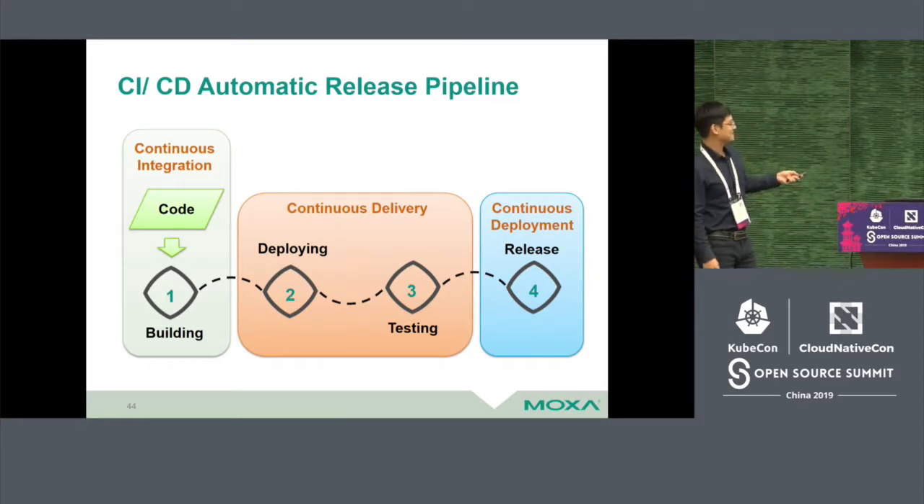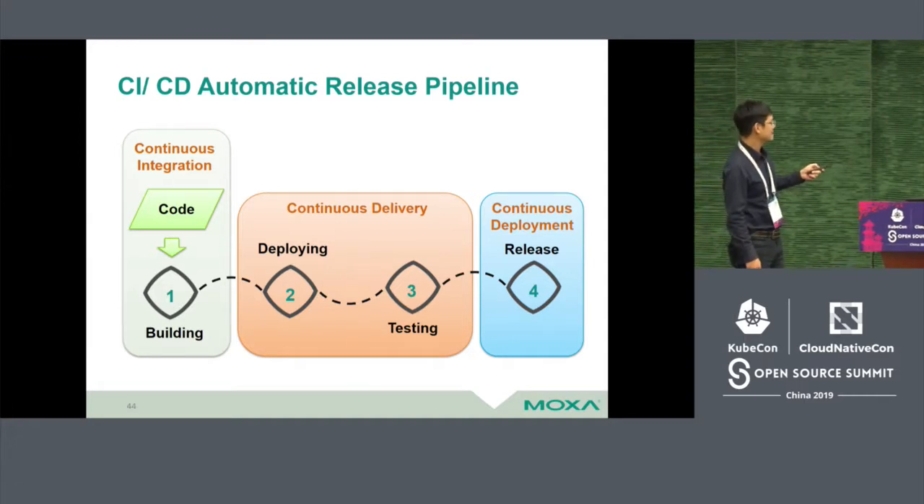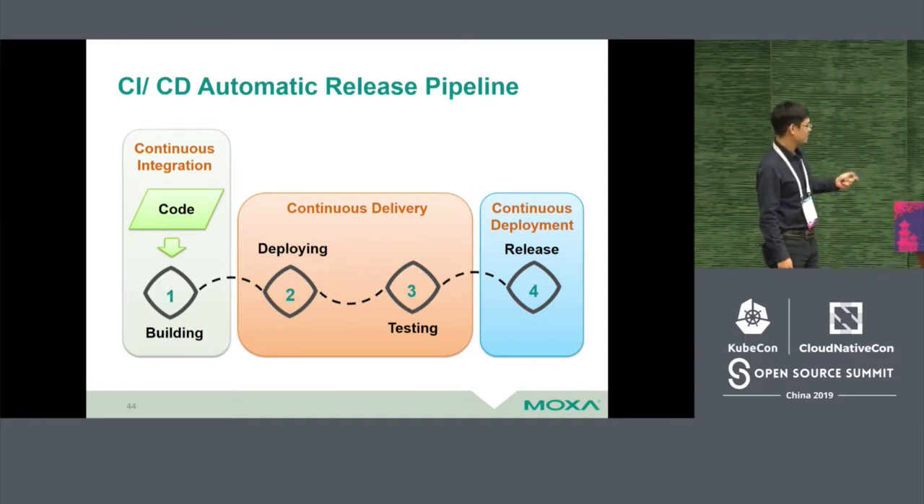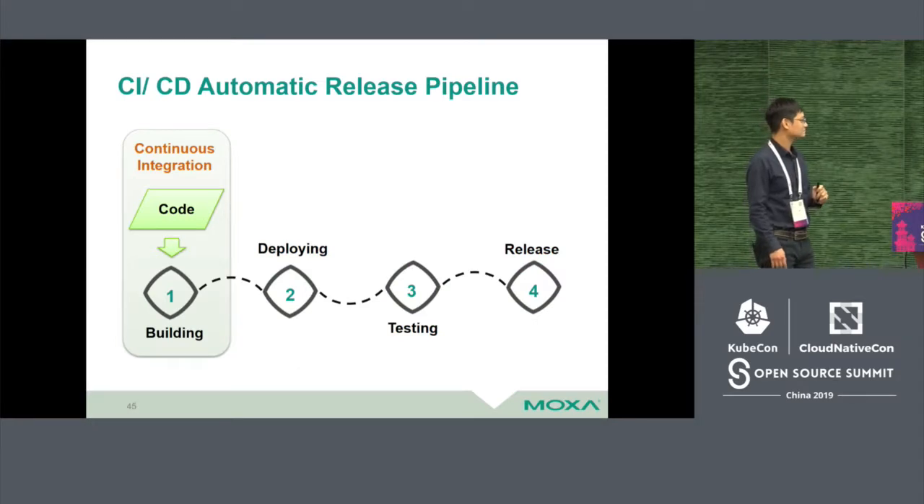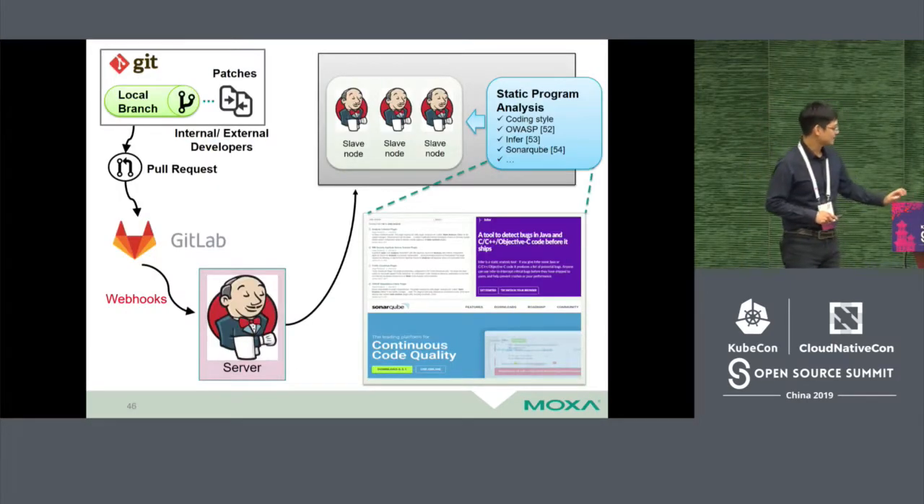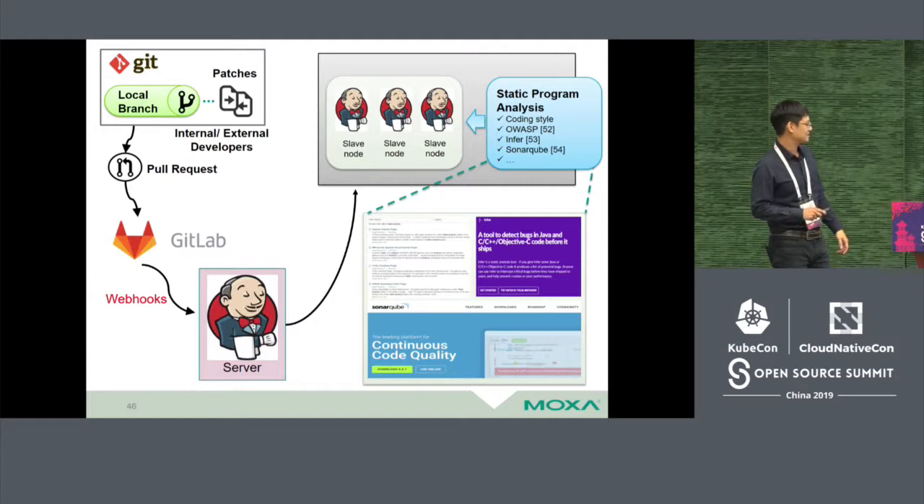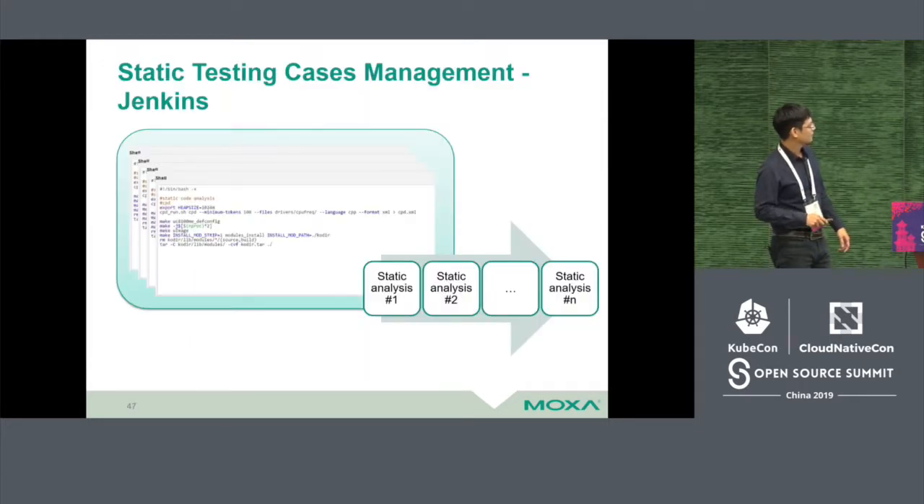This is the CI/CD automatic release pipeline. CI means continuous integration. CD means continuous deployment. So we have CI, CD, building, deploying, testing, and release. We use GitLab and Jenkins to monitor the status of the branch. When there are some changes, we will trigger Jenkins. The slave node will do some static program analysis. We use Jenkins to manage the static testing cases.